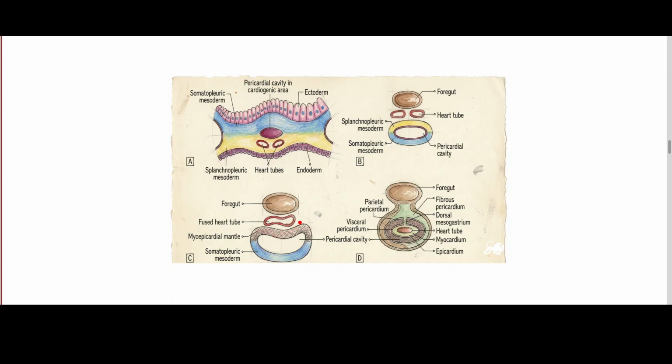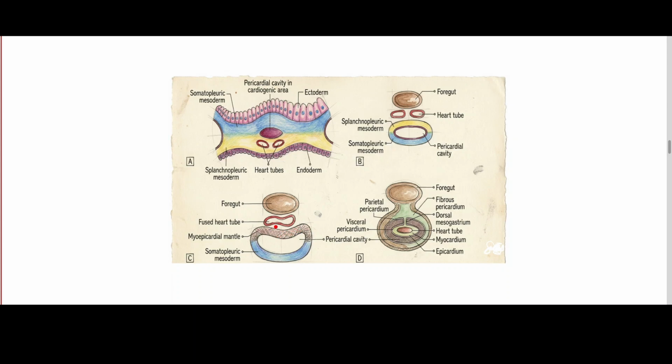And this single primitive heart tube is an endothelial tube. And the inner lining of this tube will become the endocardium of the heart, which is the smooth lining of the adult heart chambers. Okay.